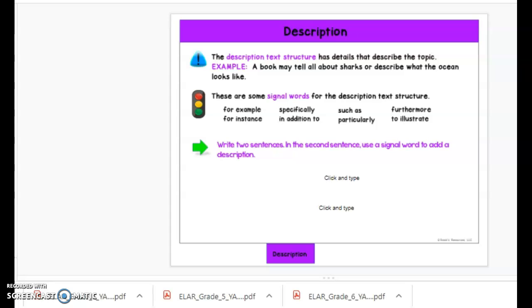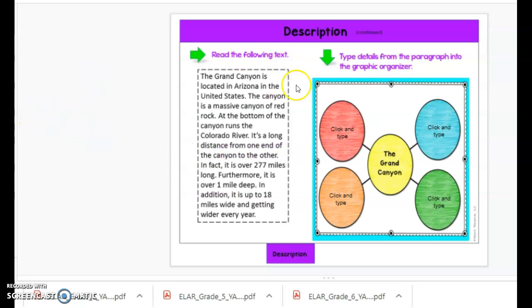So just as you did on Monday, you are going to write 2 sentences here below, and you're going to use a signal word from your word bank to add to the description. Once you've done that, then you have a small paragraph here that you're going to read, and we know good readers read at least 3 times. Then you're going to type in details from the paragraph into this graphic organizer about the Grand Canyon. The details should be focused on describing the Grand Canyon.